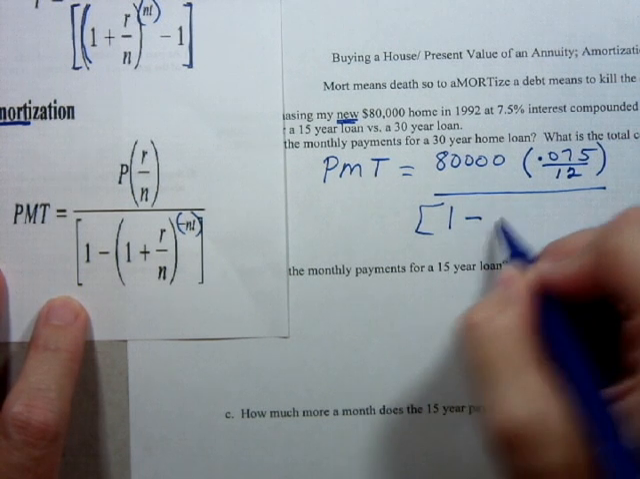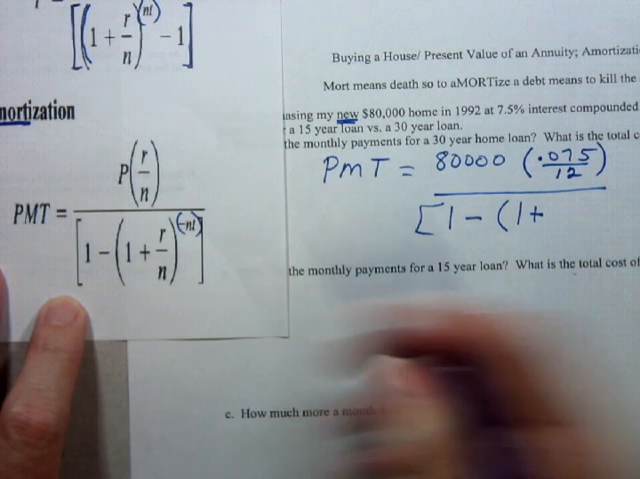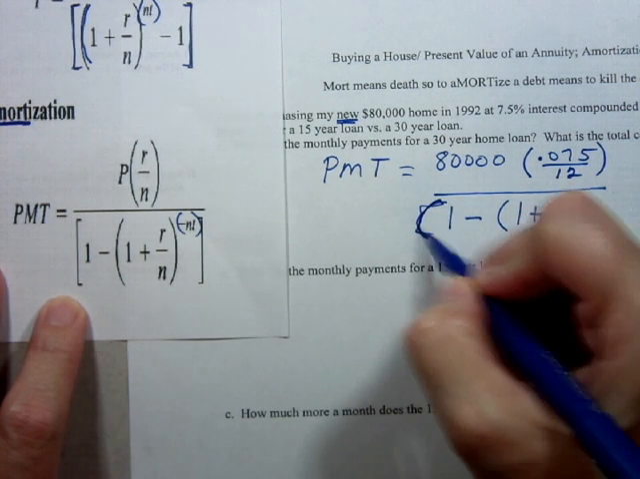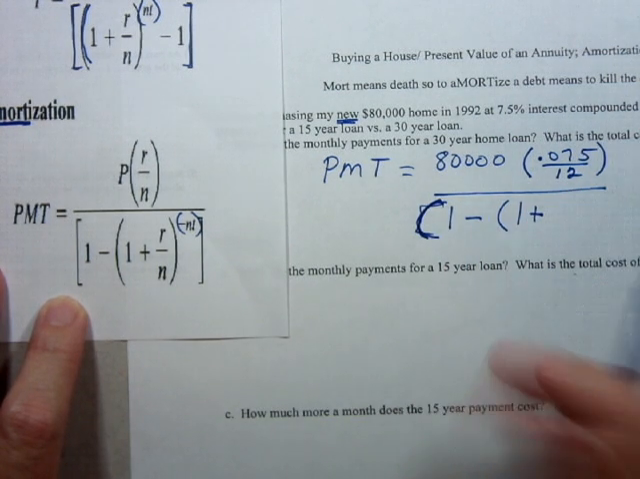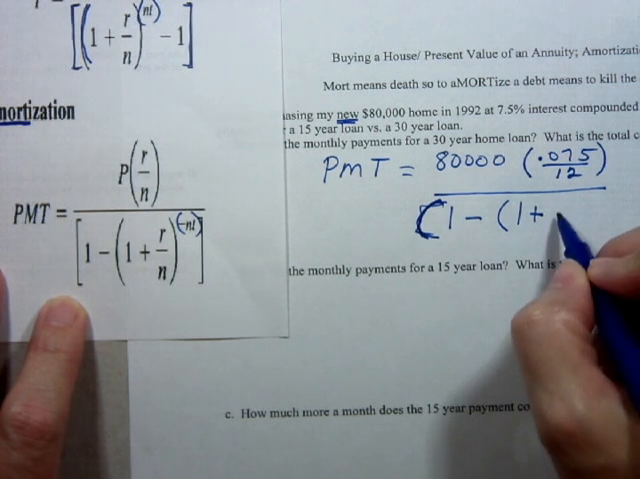1 minus, parentheses, 1 plus. By the way, when you see a bracket that's the same as a parenthesis, they're just trying to show you the difference. That this one goes with this one and this one goes with this one. But you just enter the parenthesis key on your calculator.